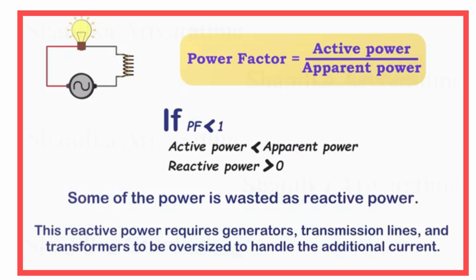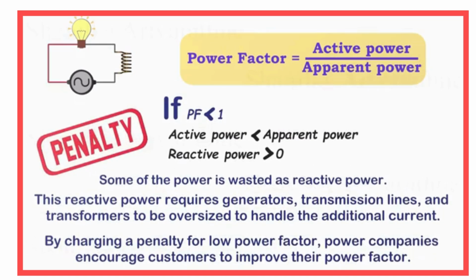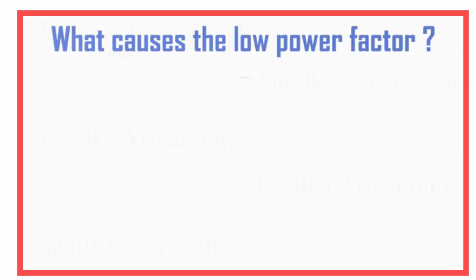This oversized infrastructure increases capital and maintenance costs for the power company. Additionally, reactive power causes voltage fluctuations and energy losses in the transmission lines, further reducing efficiency. By charging a penalty for low power factor, power companies encourage customers to improve their power factor and reduce their reliance on reactive power. What causes the low power factor?